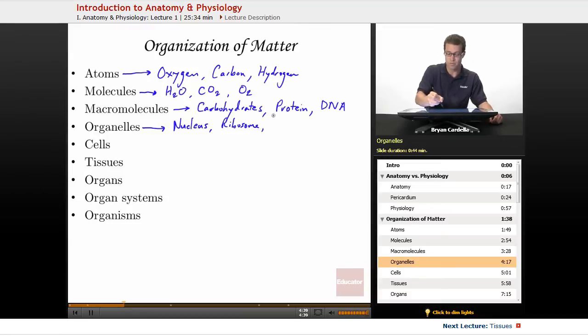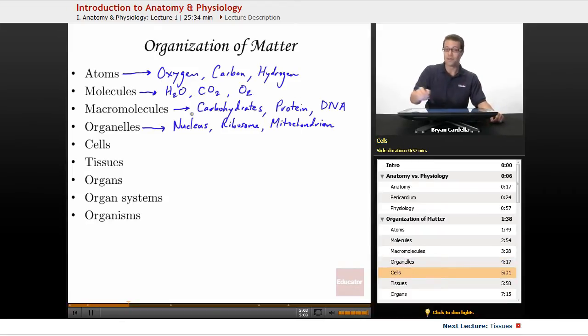Ribosome is made up of mostly protein and pieces of RNA, which is similar to DNA. But the ribosome is the protein factory of the cell. And let's also list mitochondria. Or let's say chondrion, because that's singular. Chondria would be plural. But this is the powerhouse of the cell, responsible for making energy for the cell to function.